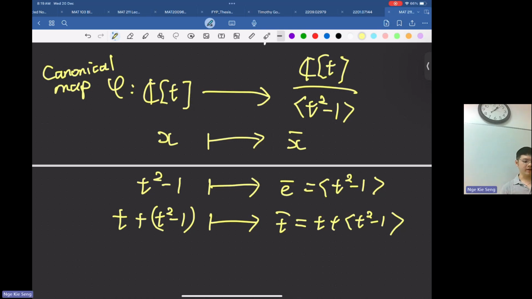So this is the canonical map. You send every element to its representative. So in this case, what's the kernel of phi? What gets sent to the identity coset, which is the principal ideal generated by t squared minus 1.